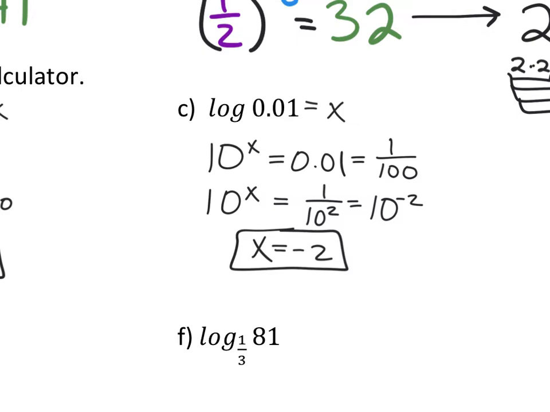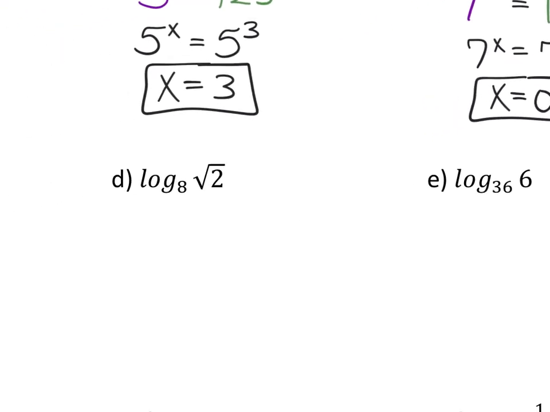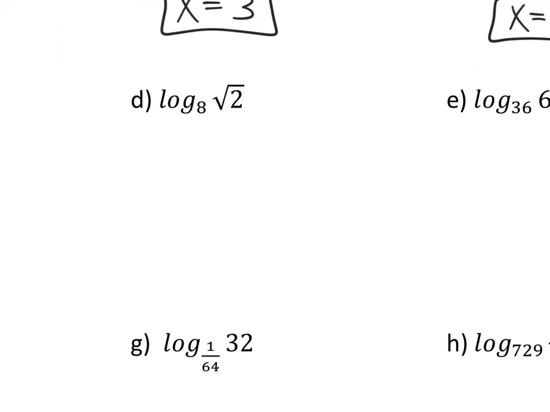Okay, for number D, letter D, we're going to go ahead and do the log loop, but I also want to remember what we talked about at the beginning of class with rational exponents. So we're also going to rewrite square root of 2 so that it's a base with a power. If we were to log loop this, it would be 8 to the x power equal to 2 to the what power if I were to rewrite square root of 2 as a rational exponent?